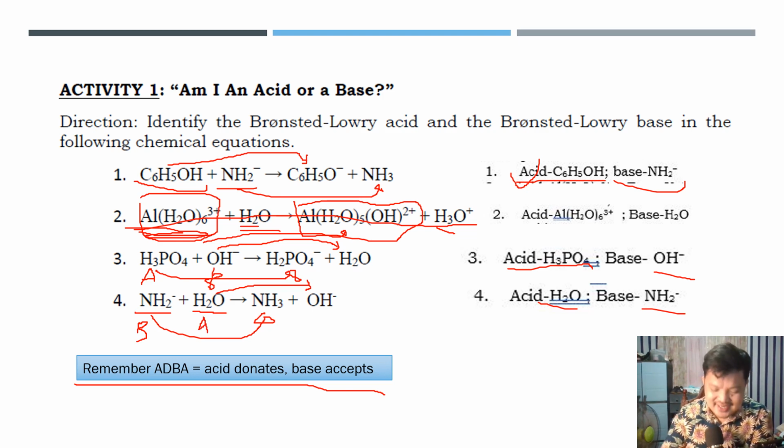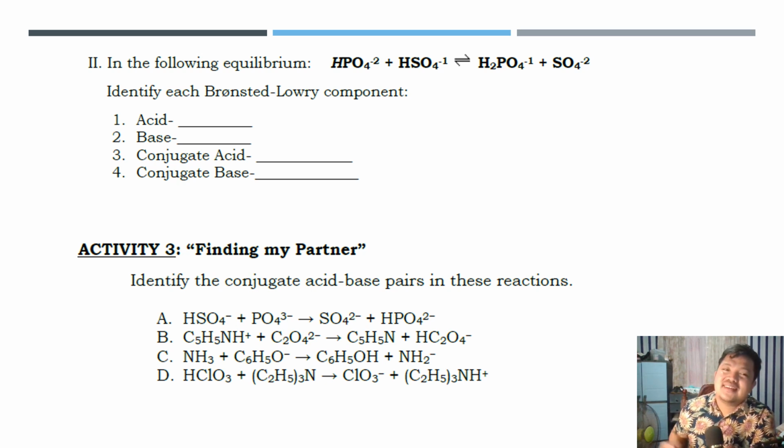Okay, gets? Moving on. Dito naman sa isa, in the following equilibrium, HPO4 negative 2 plus HSO4 negative 1 yields H2PO4 negative 1 plus SO4 negative 2. So, identify each Bronsted Lowry component. Alin kaya dyan yung acid? Alin kaya yung base? Alin yung conjugate acid? Alin naman yung conjugate base? You can pause this video para mag-start na rin kayong mag-isip kung alin yung sagot.